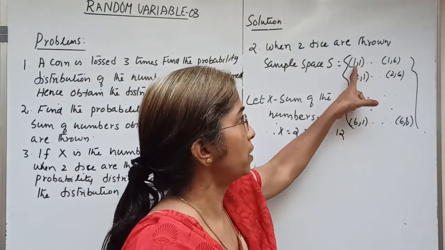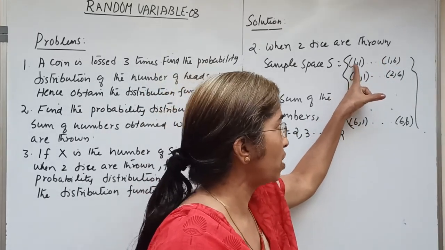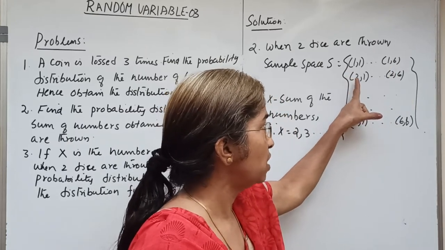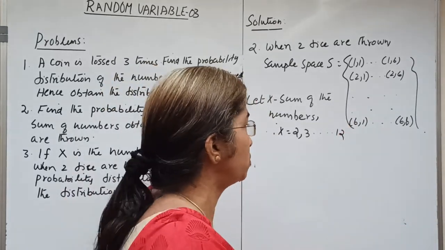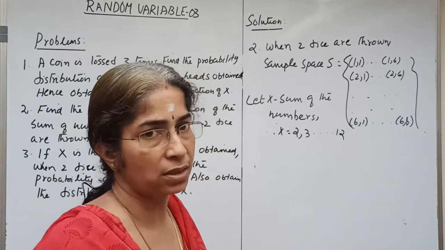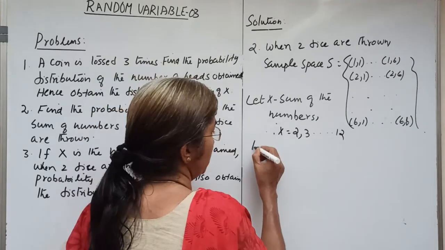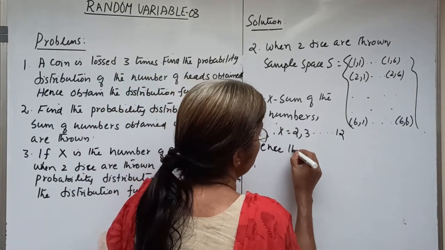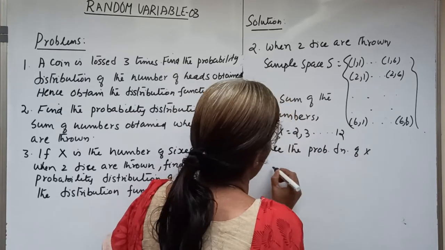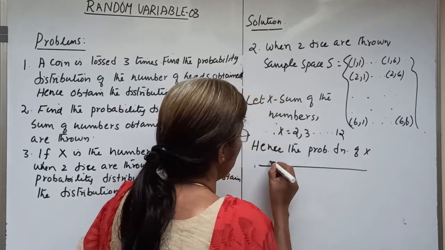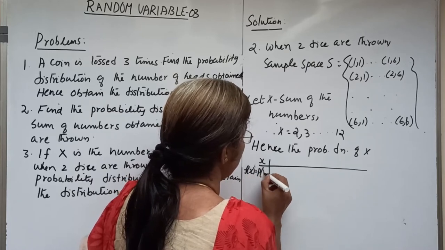In order, I have written 1, 1 up to 1, 6. The first die shows the number 1 in the first row, the number 2 in the second row, etc., up to the sixth row, 6, 1, etc. up to 6, 6. So the sum takes the values 2 up to 12. Hence we write the probability distribution of x. We have to write the values of x and the probability that x equals each value.